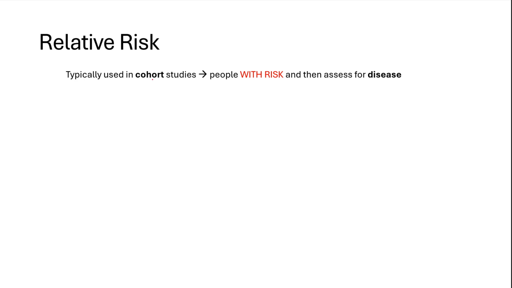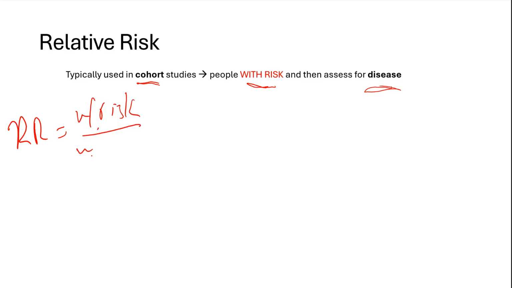Continuing forth, let's talk about relative risk. When we're talking about relative risk, it's typically used in cohort studies, as we've already gone over. The big takeaway here is that this is people with risk, and then you assess for the disease. So what do you think relative risk is? Relative risk is equal to people with the risk divided by people without the risk. Just like odds ratio is people with the disease divided by people without the disease.